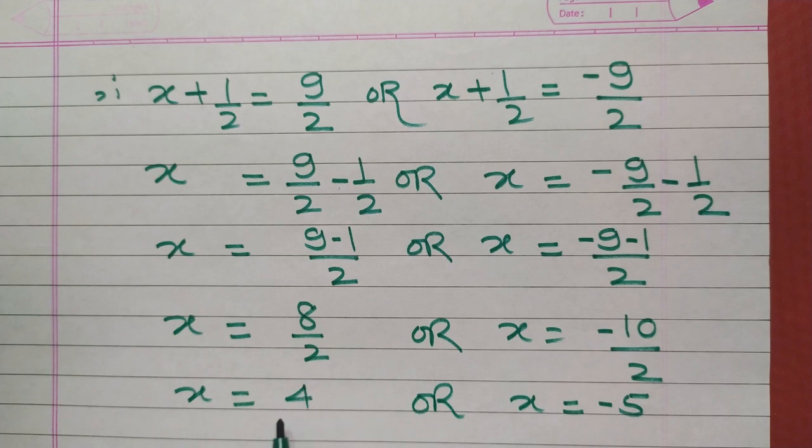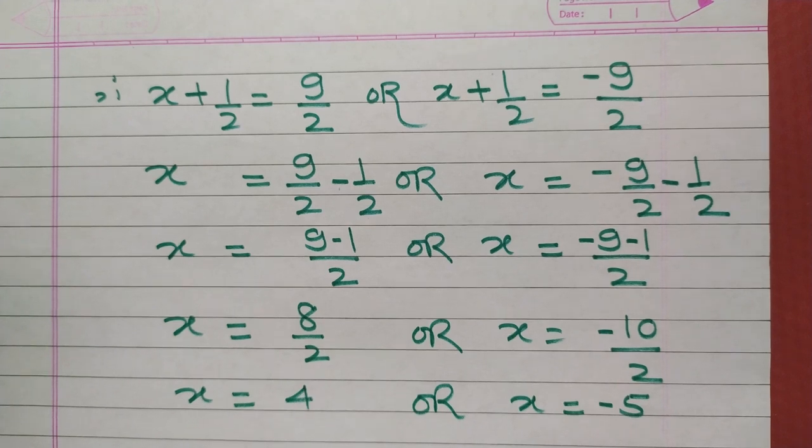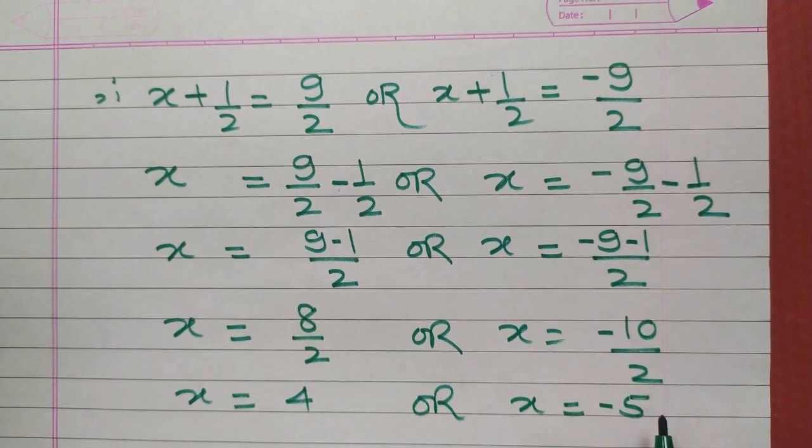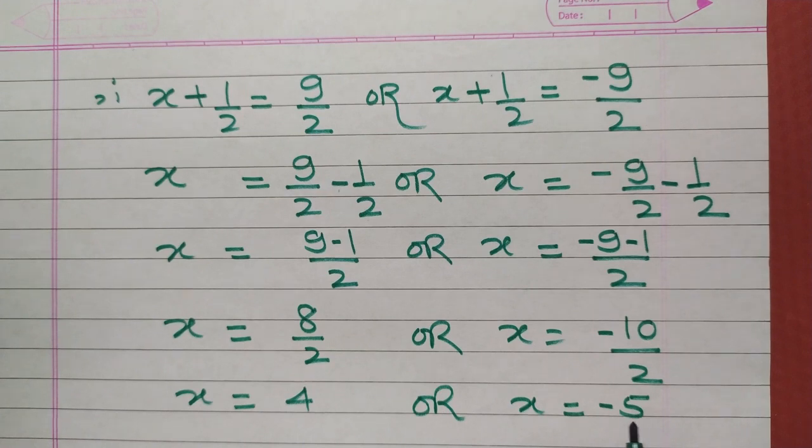Dividing 8 by 2, you will get x as 4, and dividing minus 10 by 2, you will get x as minus 5. Therefore, x is equal to 4 and x is equal to minus 5. These are the solutions of the given quadratic equation by the completing square method. Now we shall try some other examples which are given in this particular exercise.